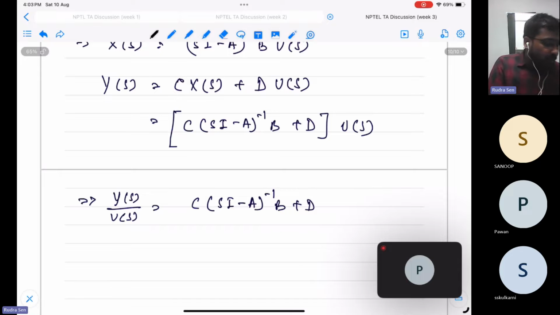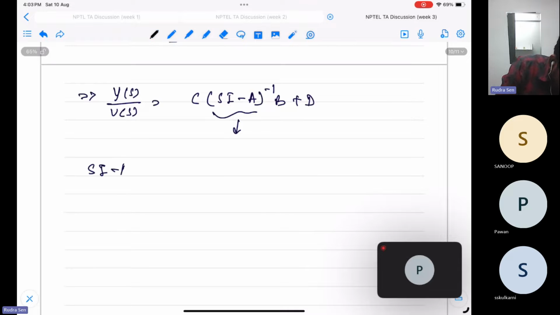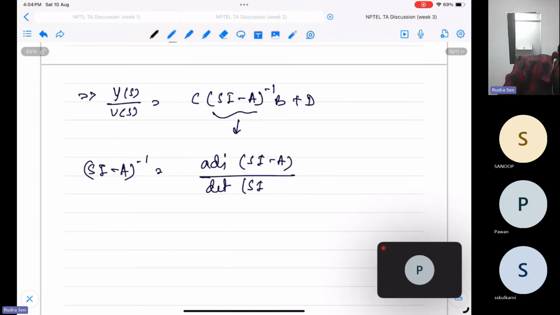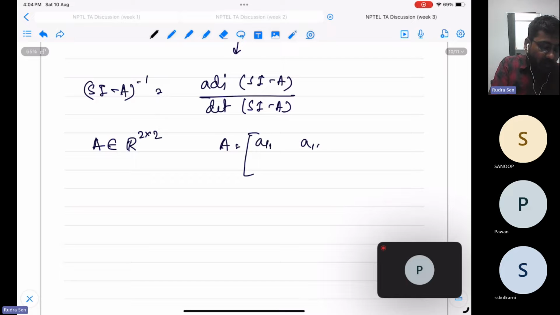Okay. So here the problem is to find the inverse. As you know, (sI minus A) inverse is basically the adjoint of (sI minus A) divided by the determinant of (sI minus A). So what is the adjoint? Let's say for a 2 cross 2 matrix, A belongs to R 2 cross 2, where R stands for real, meaning all the elements in the matrix A are real numbers. So A is, let's say, A11, A12, A21, A22. Okay.